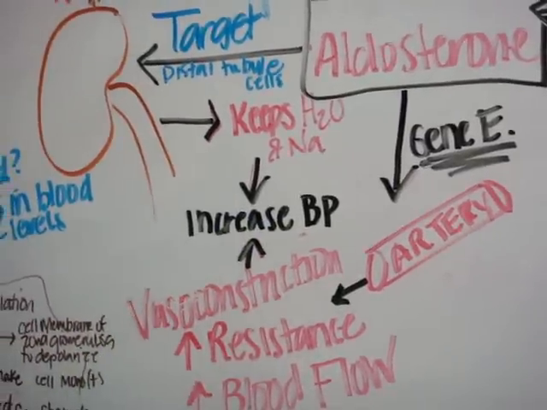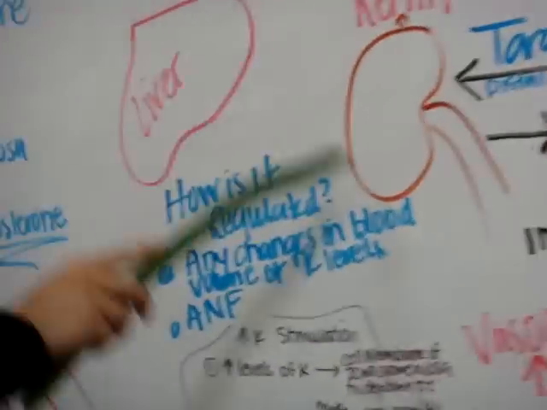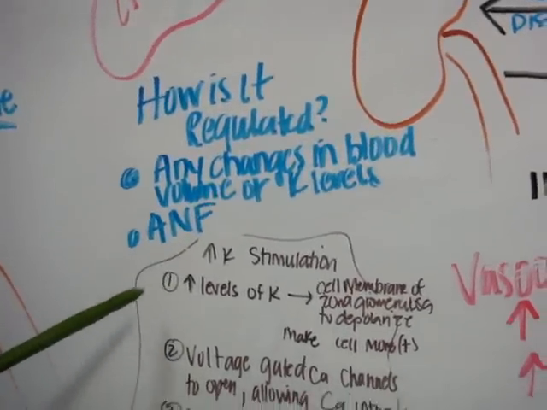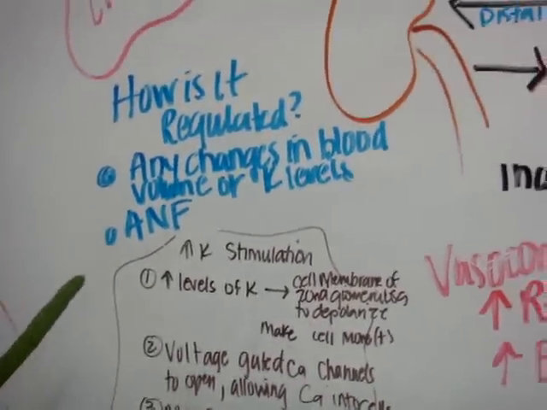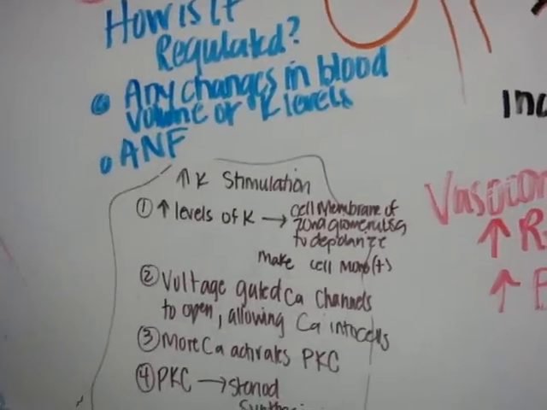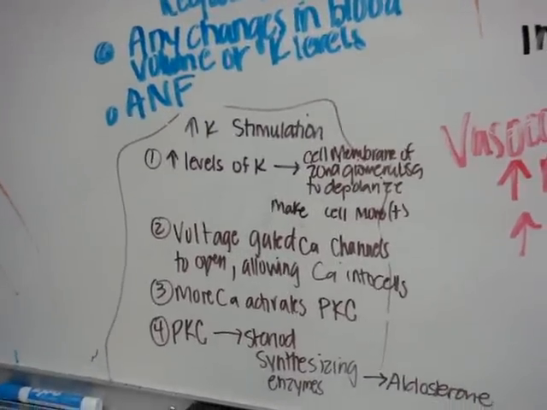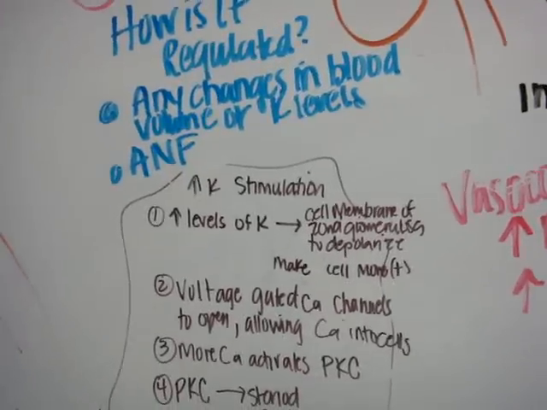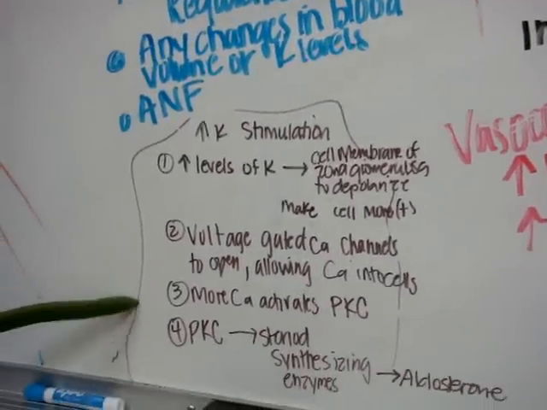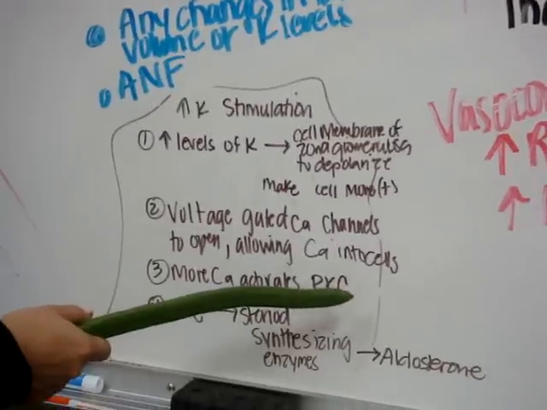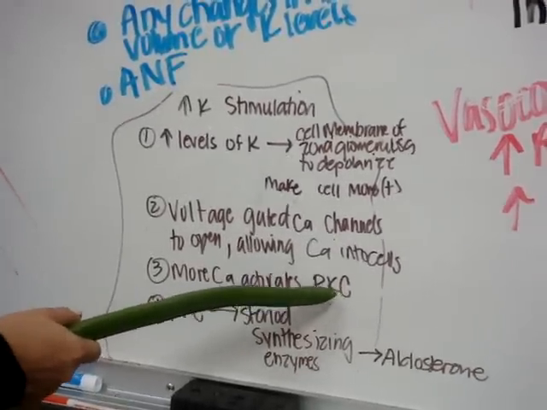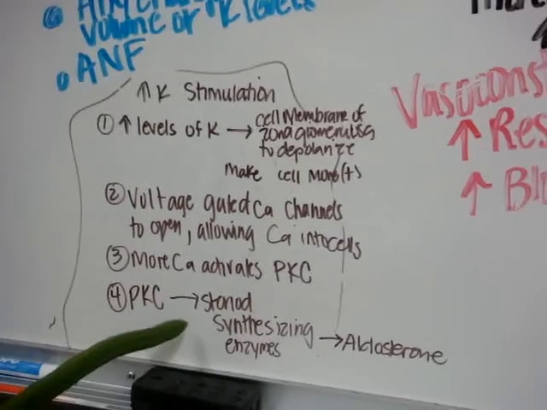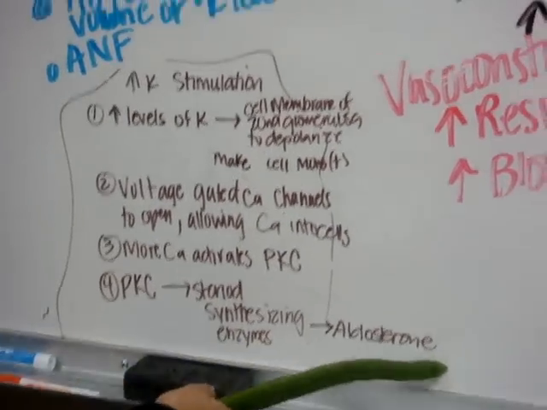Okay, now we'll look at something separate. An increase in the levels of potassium will cause the cell membrane of the zona glomerulosa to depolarize, making the cell more positive. Voltage-gated calcium channels then open, allowing calcium to enter the cell. More calcium activates PKC, which is protein kinase C. Protein kinase C then causes steroid synthesizing enzymes to make aldosterone.